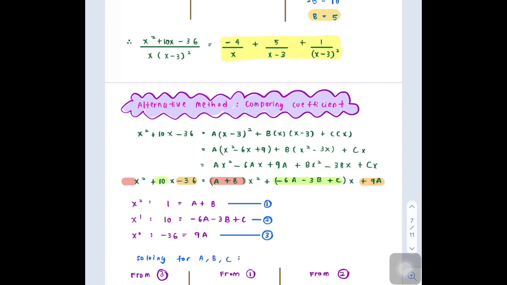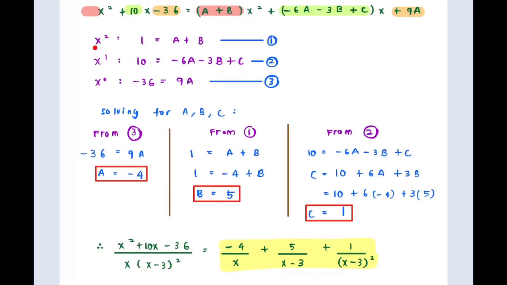Another method is to use comparing coefficients. So from this equation here, let's just expand all of the factors that we have. And then let's equate the coefficient for x squared, plus the equation for x, plus the equation for constant. So now let's compare. The coefficient for x squared on your left hand side is 1. On your right hand side is a plus b. So you can keep this first. Second, the coefficient for x on your left hand side is 10. The coefficient for x on your right hand side is minus 6a minus 3b plus c. So this is equation number 2.